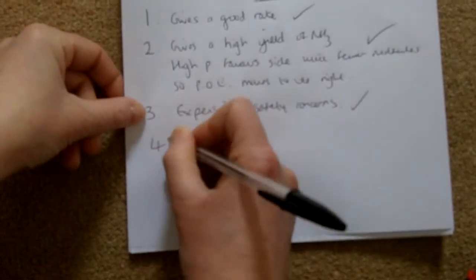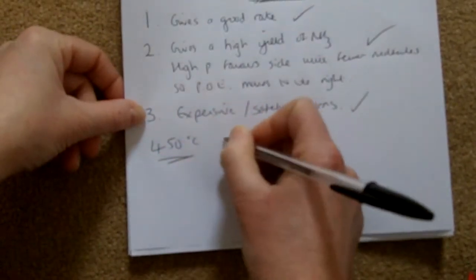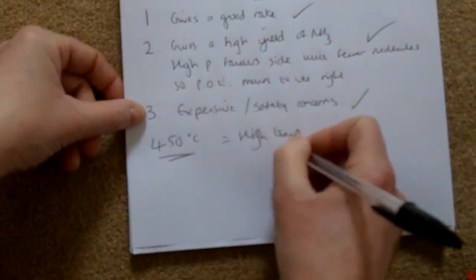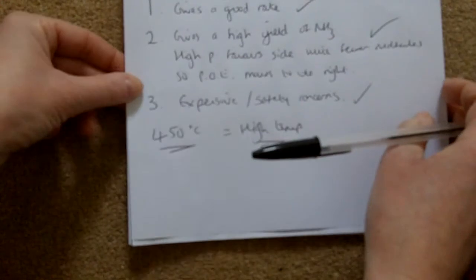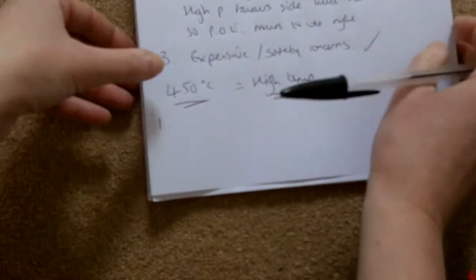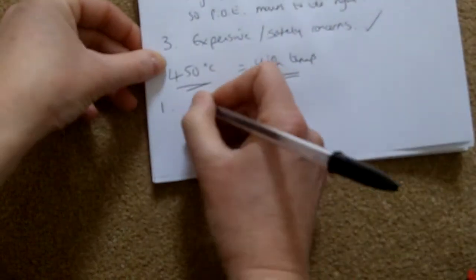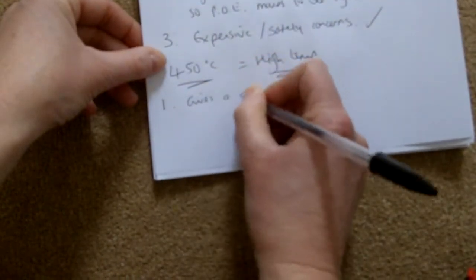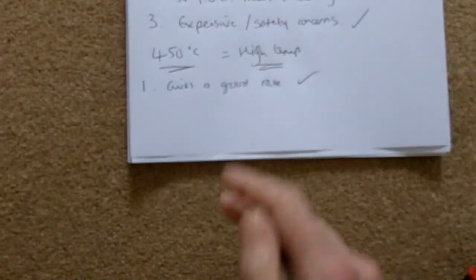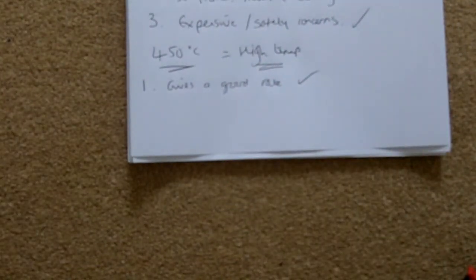So I'm going to write 450 degrees temperature, which is a high temperature. They use a high temperature. Okay, so why industrially do they use a high temperature? So 1, high temperature will give you a fast rate. It gives a good rate if you use a high temperature. So that's 1 mark, because high temperature means that more molecules have energy greater than the activation energy, so there's going to be more successful collisions.